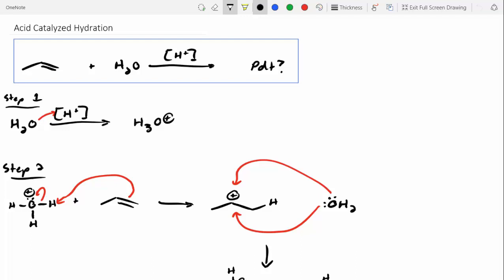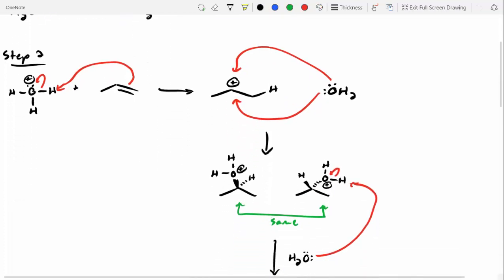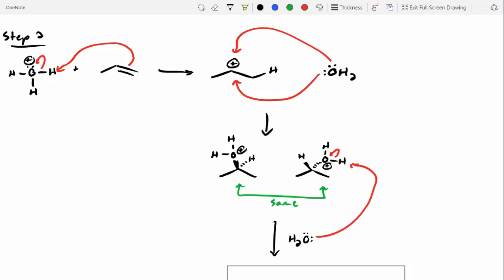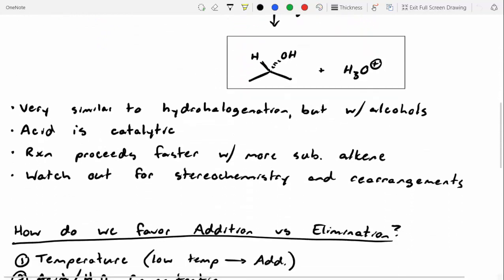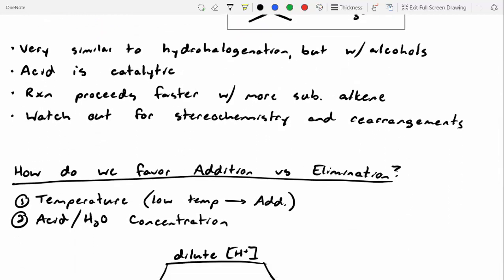So yesterday we finished up talking about acid catalyzed hydration. We said that it's really similar to hydrohalogenation, where you protonate first, and you always want to go through your most stable carbocation intermediate, which means you have to watch out for stereoisomers if you're forming a stereocenter. And we said in this case the acid's catalytic. It proceeds faster when you have a more substituted alkene.